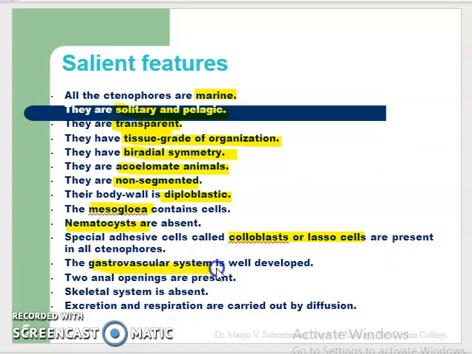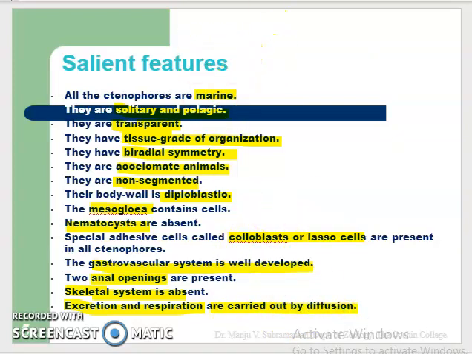Then the gastrovascular system is very much developed in these organisms coming under the phylum Ctenophora. You can see the two anal openings which are present. Then the skeletal system is absent. You will not be seeing any skeletal system. Then excretion and respiration are carried out by diffusion. So there is no specialized or much modified structure for excretion and respiration, but it takes place in this organism merely by diffusion. So these are the salient features.